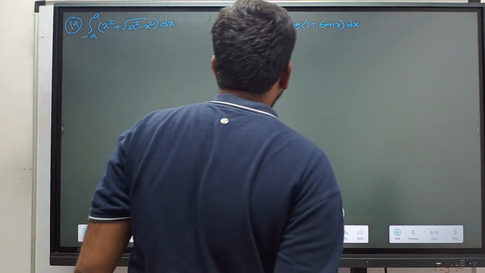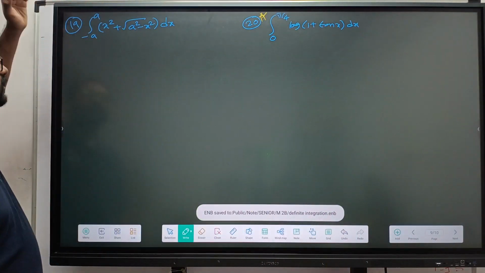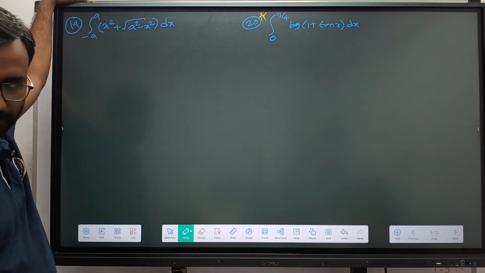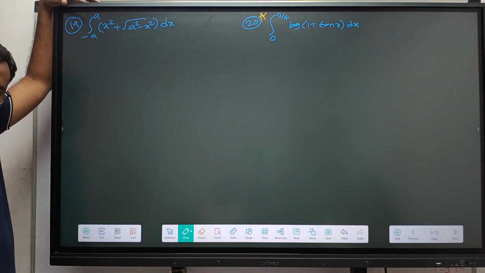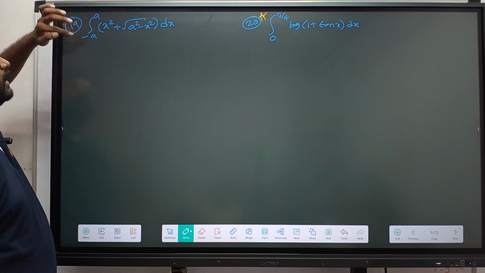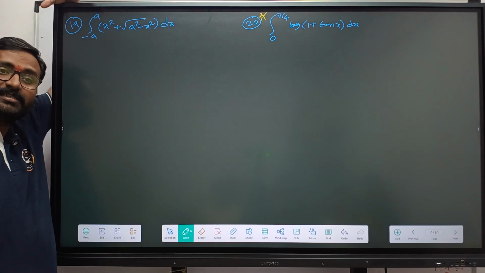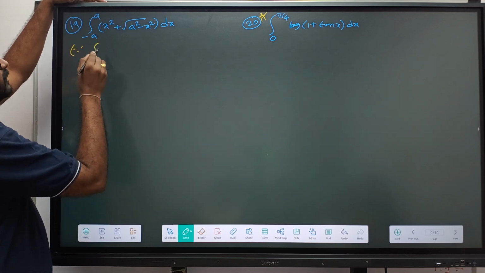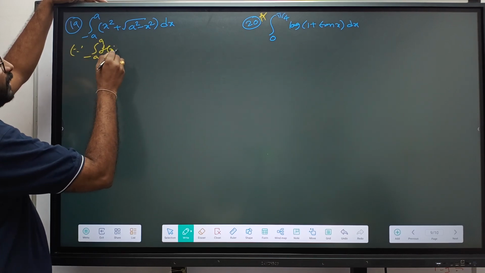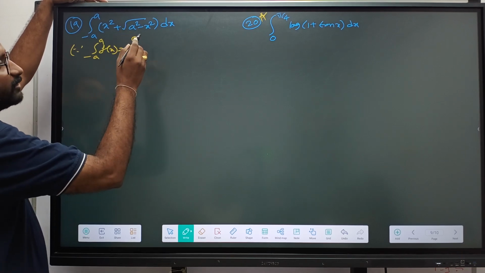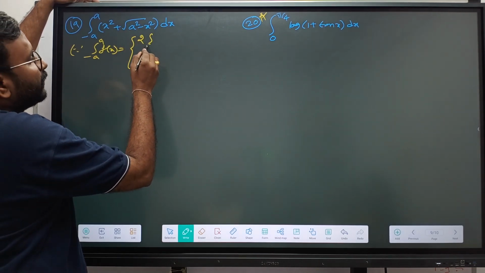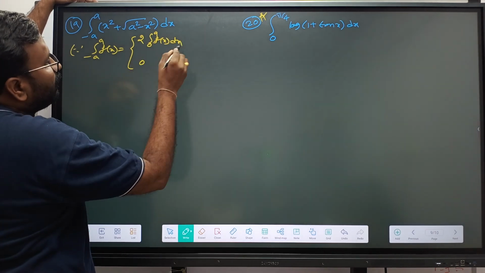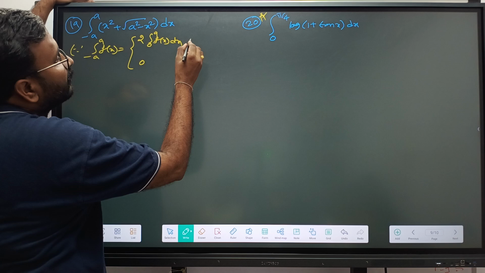Continuation. Here, integral minus a to a of x square plus root over a square minus x square. This is also an important question. See, we have a property for minus a to a. What is the property? I will write here. Integral minus a to a f of x dx, we have 2 ways. One is 2 times integral 0 to a f of x dx. One is 0. When will it happen?